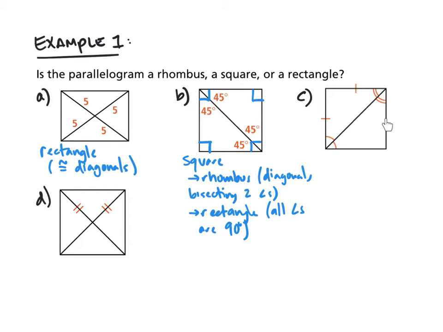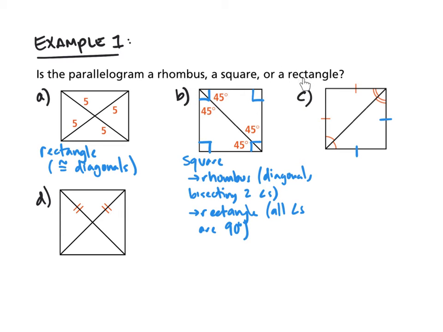Well, if it's a parallelogram, then we know the opposite sides would have to be congruent. So these opposite sides, the opposite side from this one would have the same mark, the opposite side from this one would have the same mark. So now we can see that, hey, look, all four sides are congruent, which is the definition of a rhombus. So there's kind of like two things here that indicate that it's a rhombus.